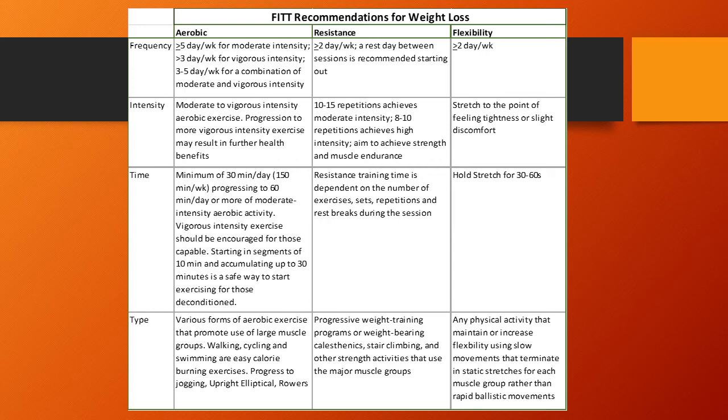Now, the types of aerobic training that we're going to be talking about really promote the use of the large muscles within our body. So things such as walking, cycling, swimming are usually pretty easy calorie burning exercises. As you start to get, again, better shape, you can start to progress to jogging or running, using an upright elliptical, jumping on any type of rower. And those really help drive home good aerobic fitness.